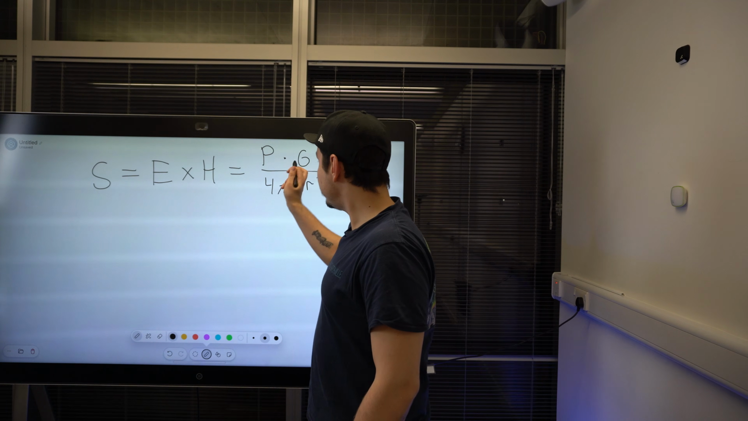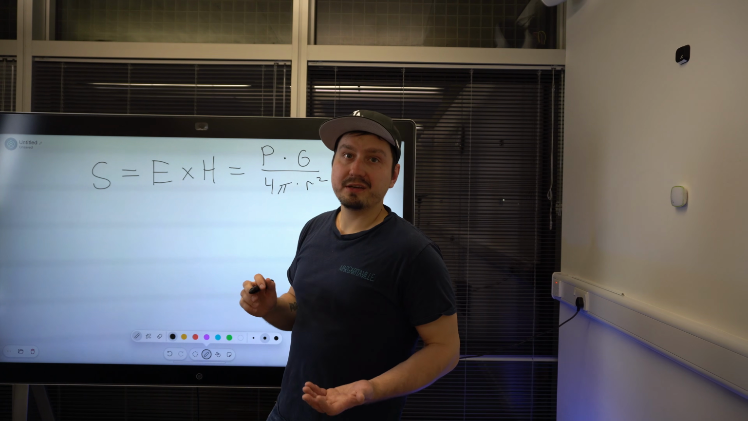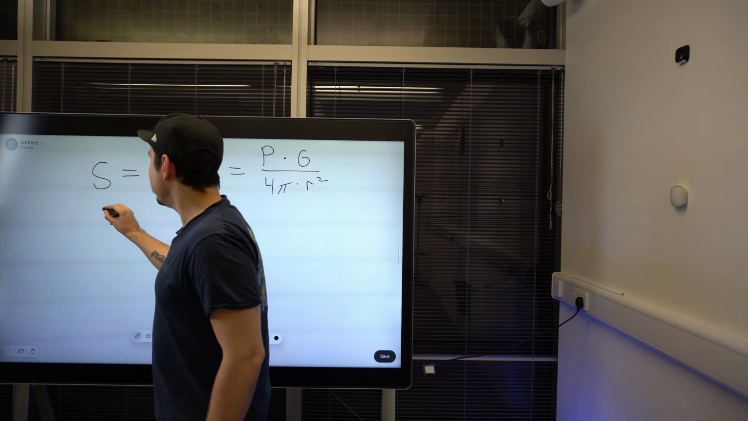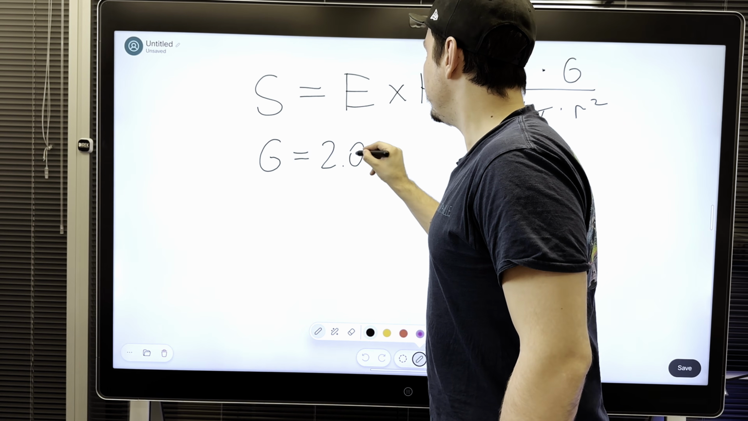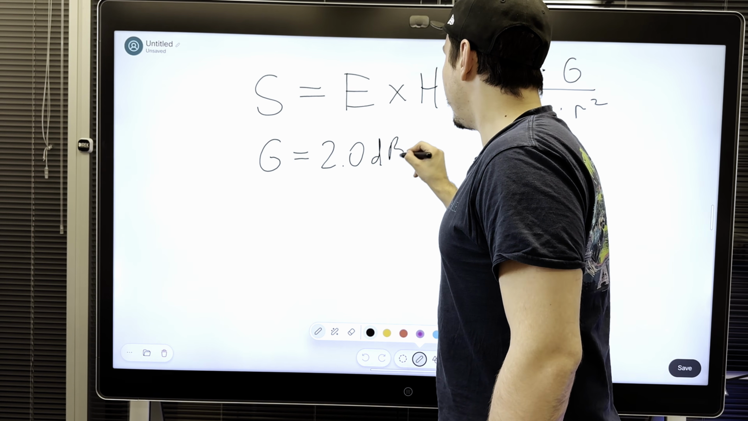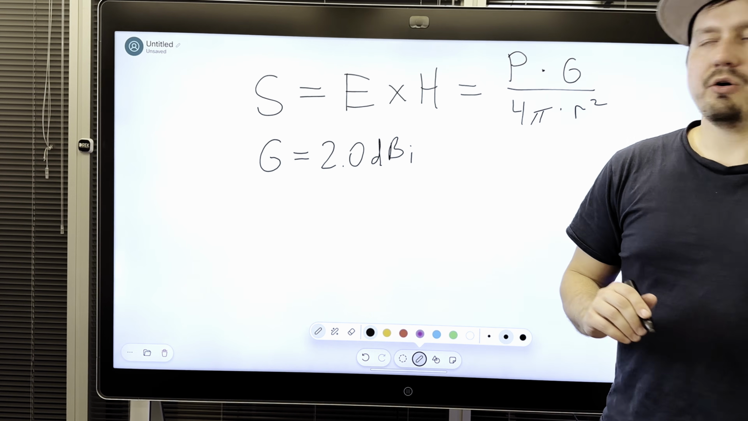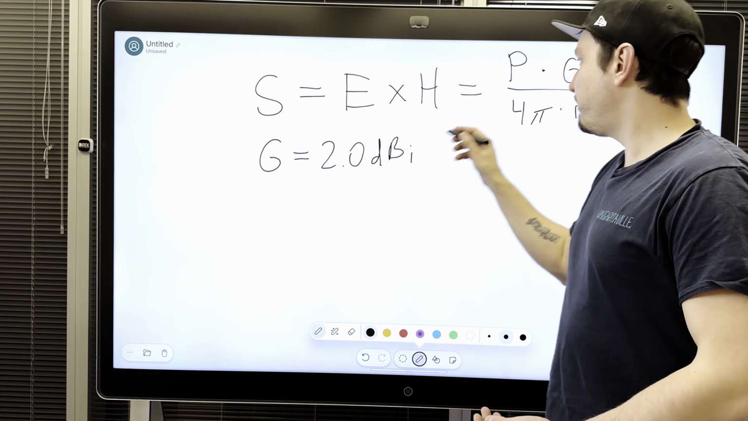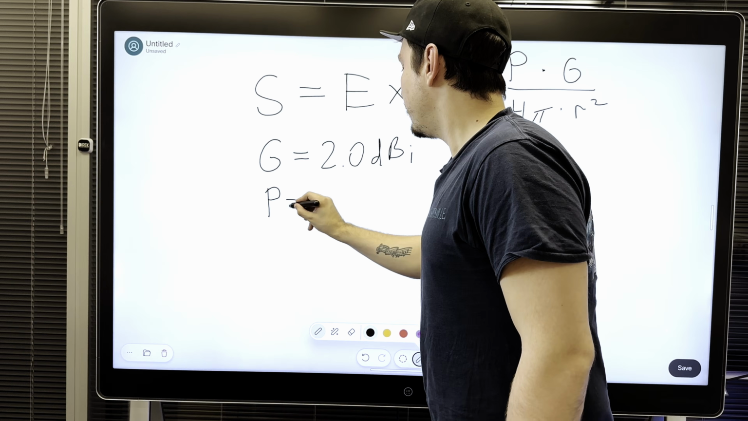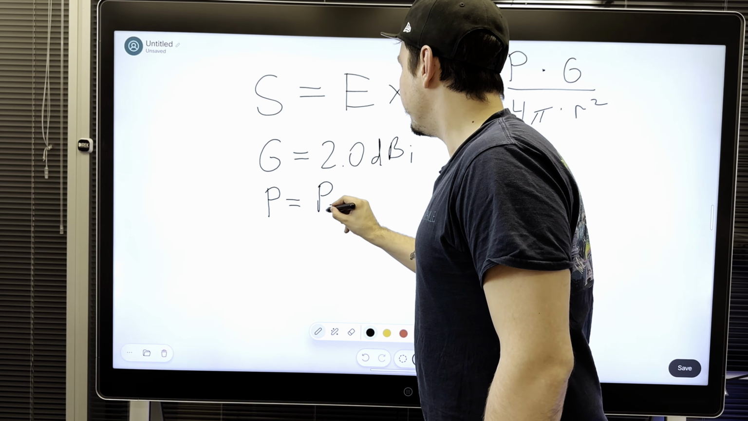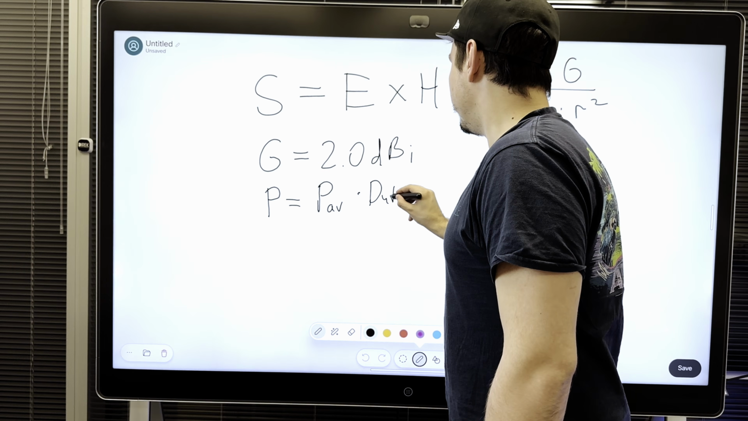So this is the formula we're going to use, and we can also take from the datasheet G, the gain, which is equal to 2.0 dBi, which, as I mentioned, is an isotropic gain of the antenna. Then the power P is actually equal to average power multiplied by duty cycle.